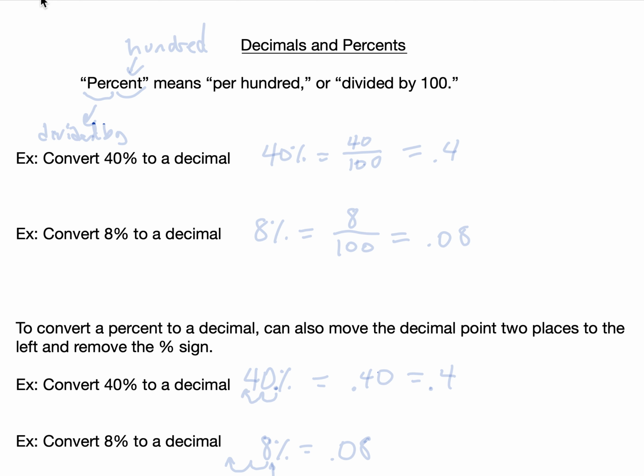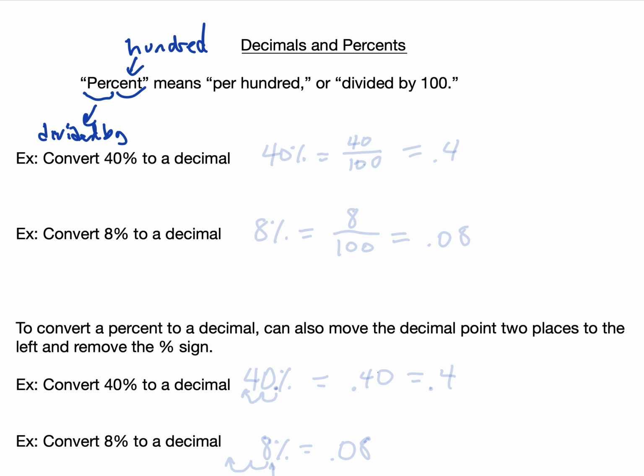This is a quick video on decimals and percents. Percent means per hundred or divided by 100. So per by itself can also mean divided by. And cent is like centennial or 100 cents in a dollar. Cent means 100. So percent means divided by 100.